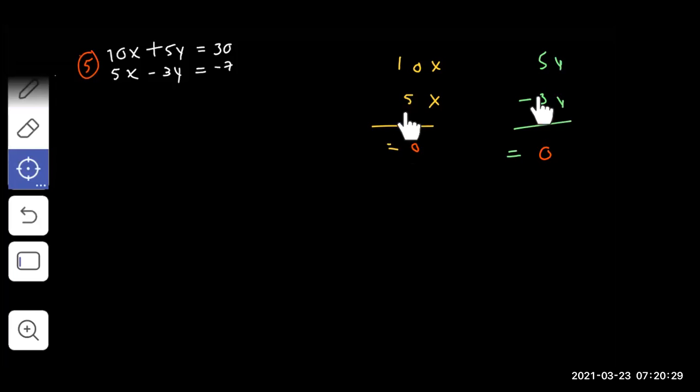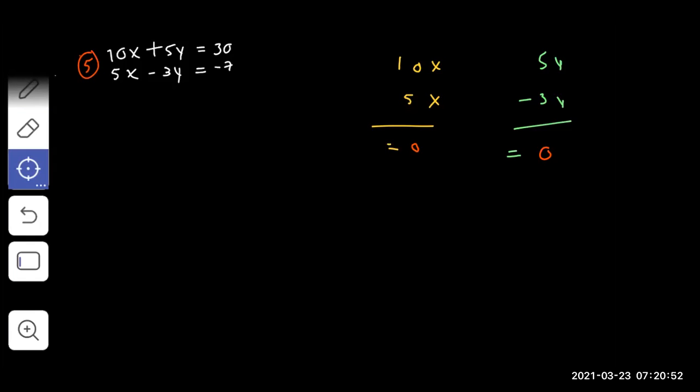Which variable, guys, do you think is more convenient to take in order to get 0? 5y minus 3y, can you get 0? No, I don't think so. 10y and 5y, can you get 0? I don't think so, neither. So what are we going to do, guys?